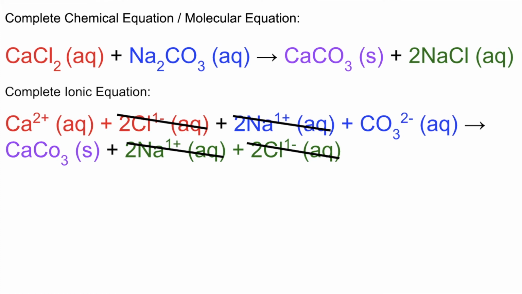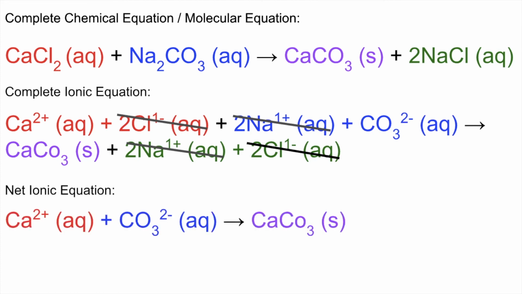So your net ionic equation is just going to be calcium plus carbonate, both aqueous, is going to form calcium carbonate solid. This has been a Bullis Student Tutors video.